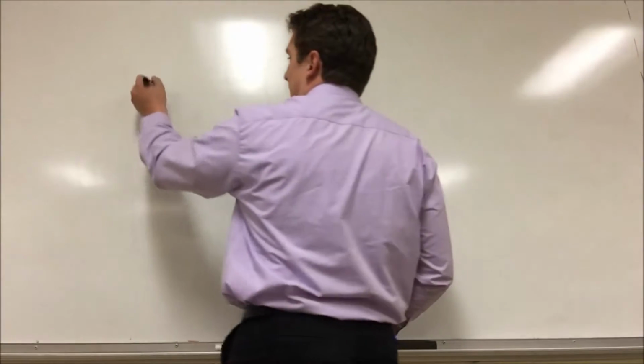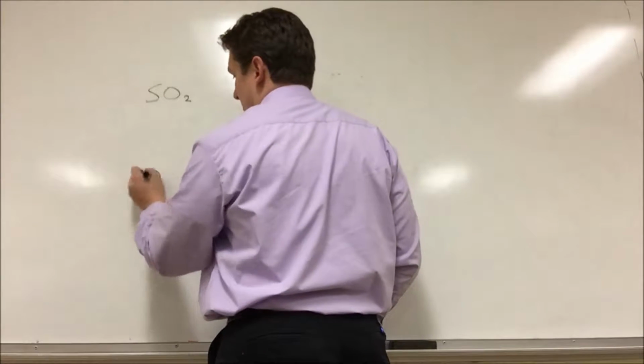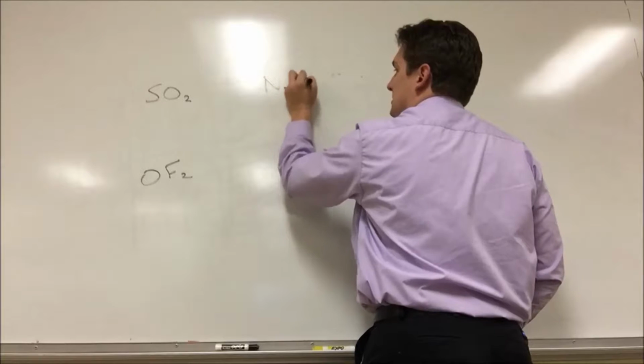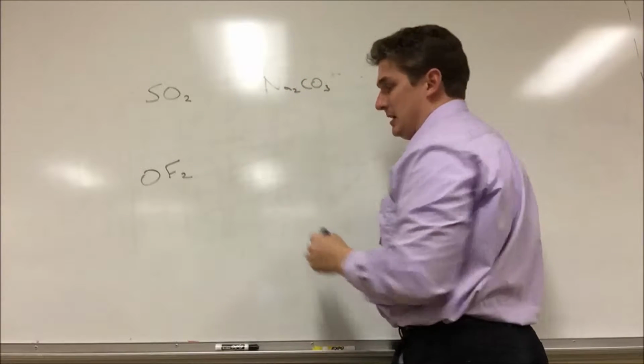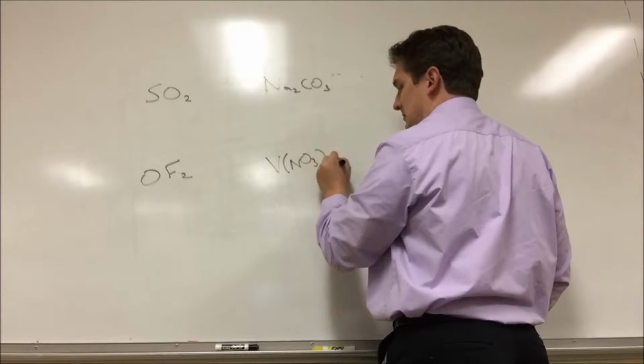So to help you out with doing oxidation states, let's take a look at 4 simple examples for figuring out oxidation states. So we'll take a look at SO2, OF2, Na2CO3, sodium carbonate, and V(NO3)5.